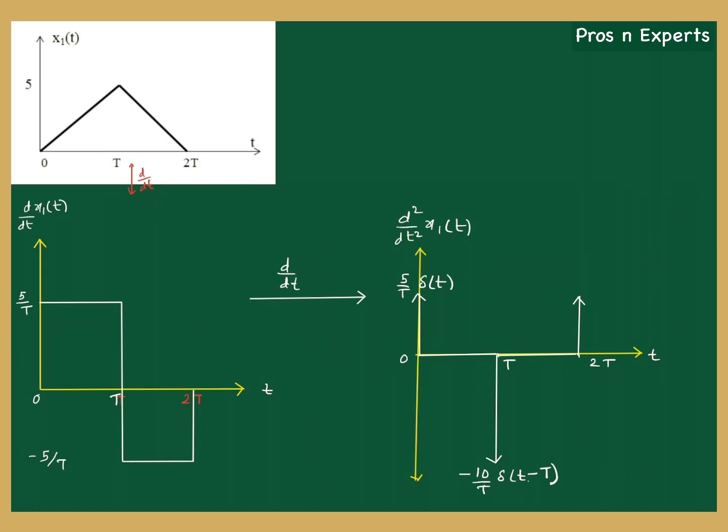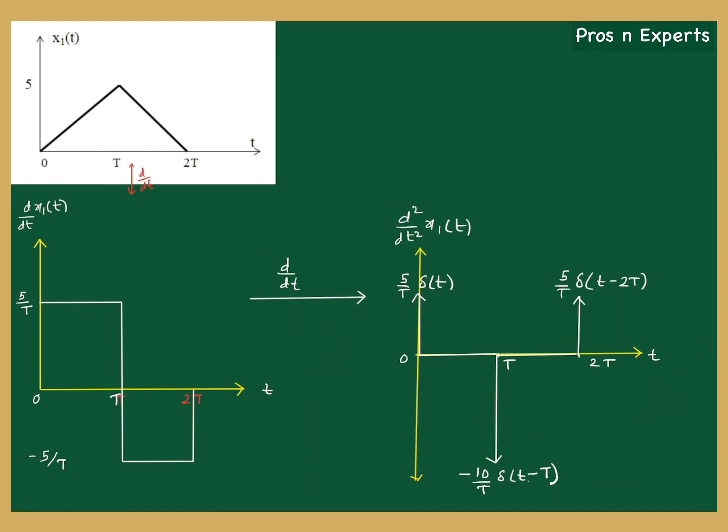And what is the strength of that signal? The strength of the signal will be plus 5 by t, right? Plus 5 by t into del of, not del of t, but del of t minus 2t, because del of t is shifted by 2t seconds, 2t units. So del of t minus 2t. Everything is over.